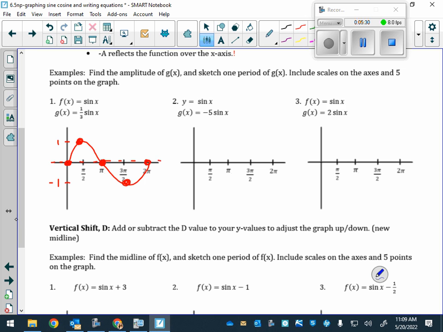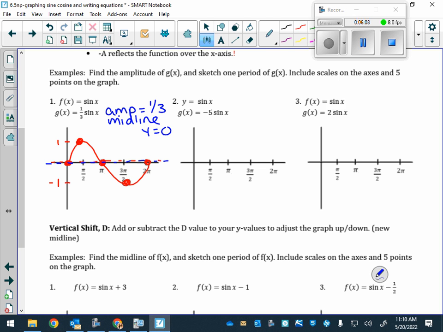Okay, now, looking at g of x, what is my a value? What is my amplitude? What would it be? Yep, of this new function. 1/3. So your amplitude is now 1/3. Is my midline still the same? Do I have a plus or minus d, like outside here? No. So my midline is still 0. Okay, so midline is still y equals 0.